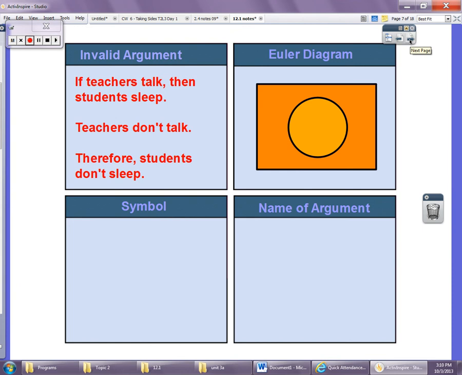Now if we look at the next one, if teachers talk, then students sleep. Teachers don't talk. Therefore, students don't sleep. Well, if the teacher talks, teachers talk, then students sleep. So once again, this is our P, and this is our Q. So if P, then Q. Well, teachers don't talk.